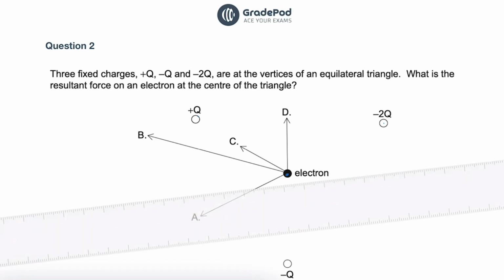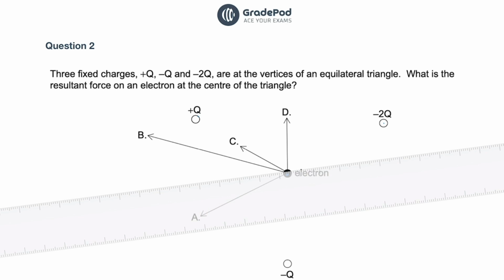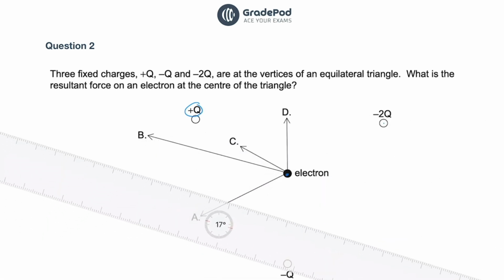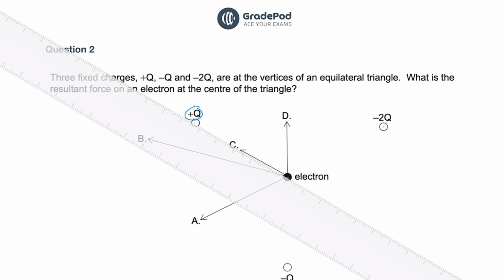Now what we're going to do is we're going to use a ruler, and we're going to draw a representation vector arrow showing the electric field strength felt by the electron due to each of these 3 charges. We'll start with this positive Q here. The electron is negative, this is a positive charge, so the electron will be attracted towards that charge. And we're going to give this vector arrow a representation line of 2 centimetres towards that charge.